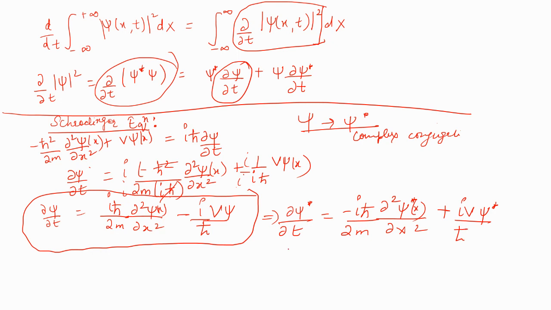Now, put these values here. You know the d psi by dt value, and you know the d psi star by dt value from the Schrodinger equation. We have done this. Now I am putting this value here.